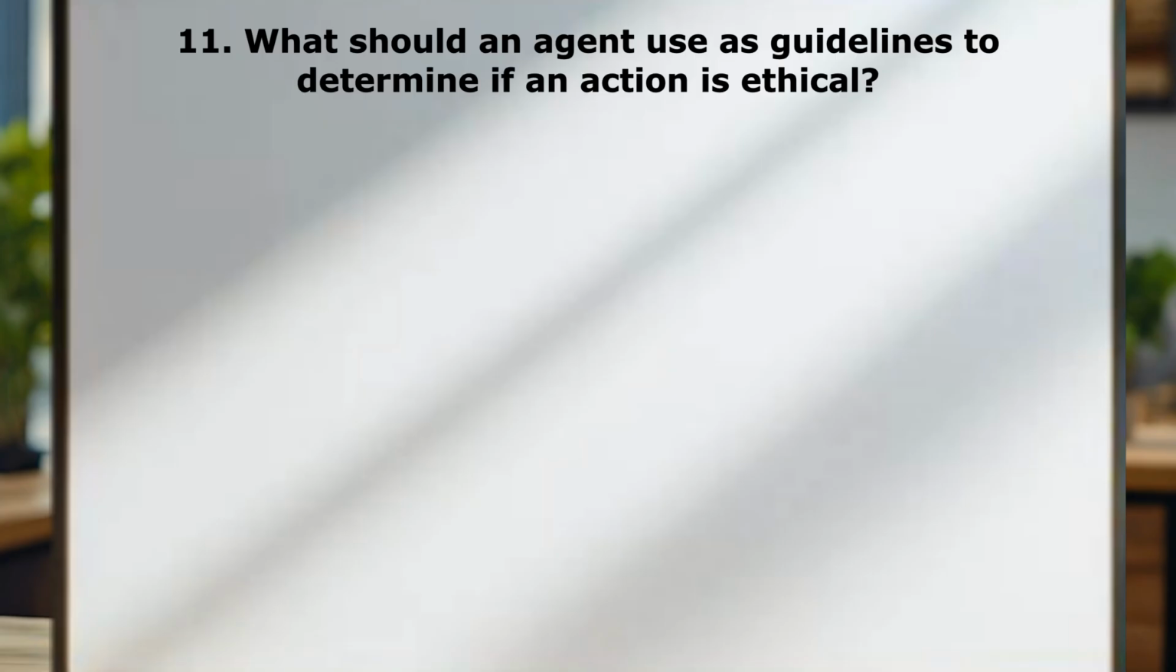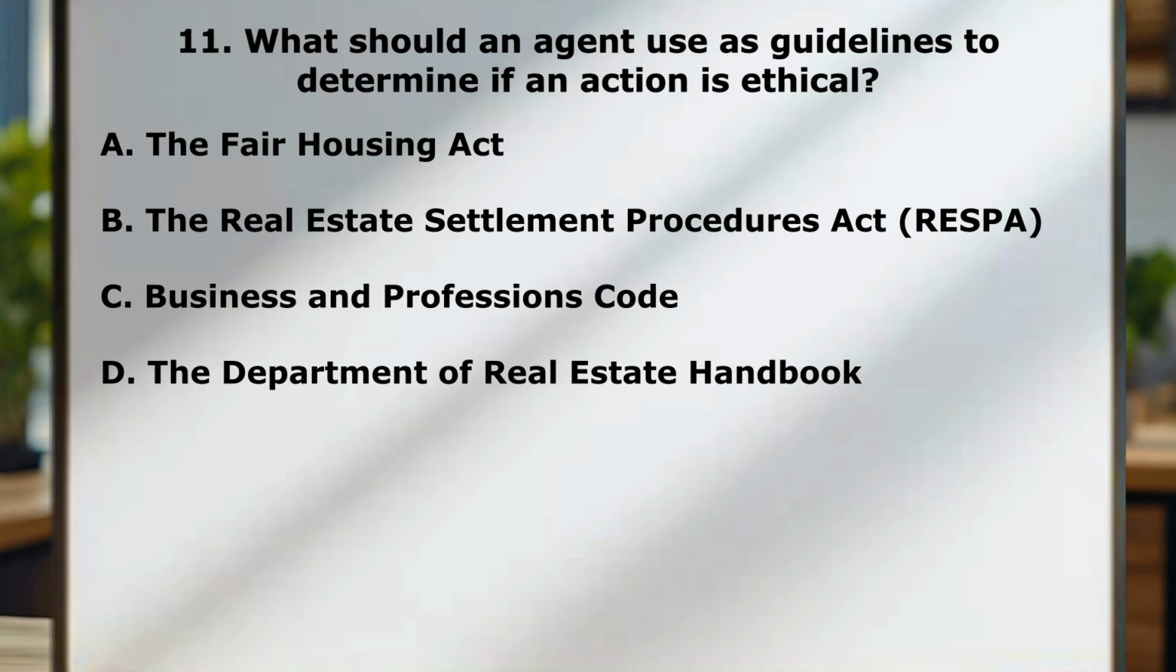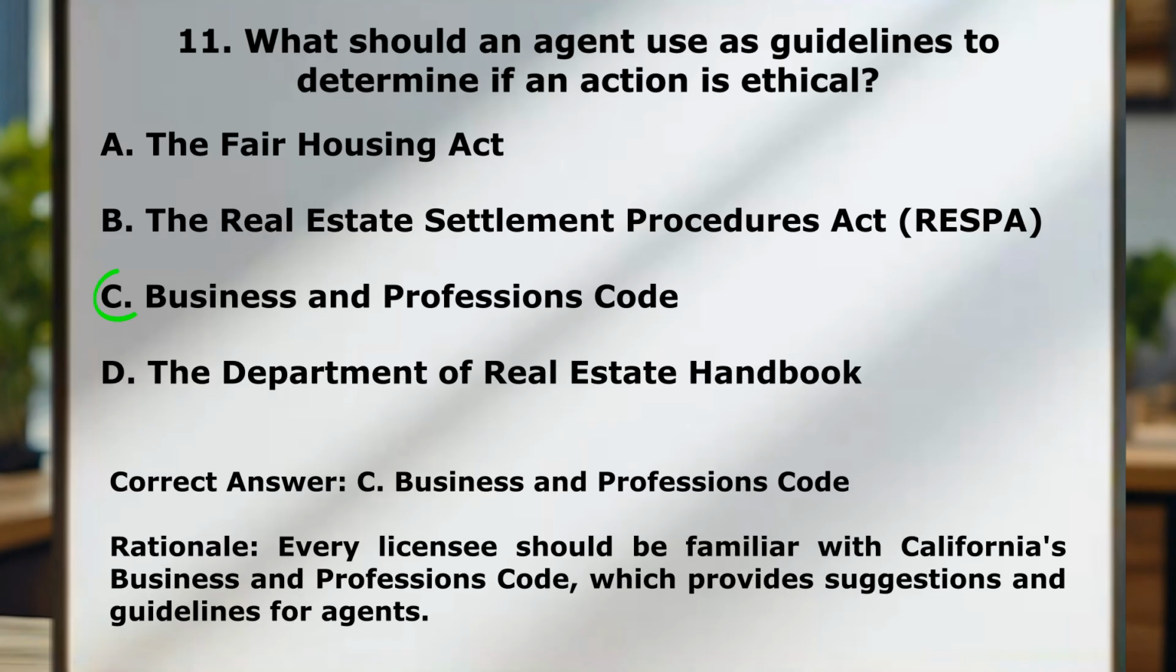Question number 11. What should an agent use as guidelines to determine if an action is ethical? A, the Fair Housing Act. B, the Real Estate Settlement Procedures Act, RESPA. C, Business and Professions Code. D, the Department of Real Estate Handbook. Correct answer here is C, Business and Professions Code. Every licensee should be familiar with California's Business and Professions Code, which provides suggestions and guidelines for agents.